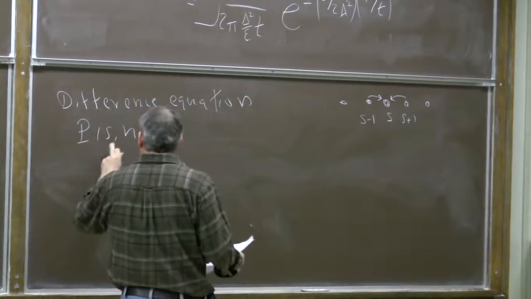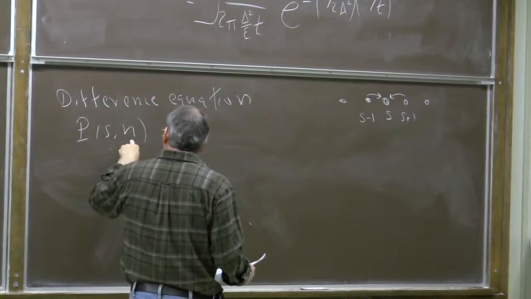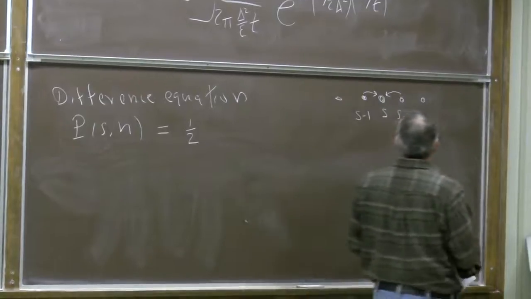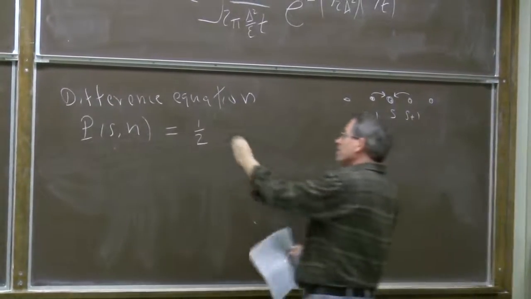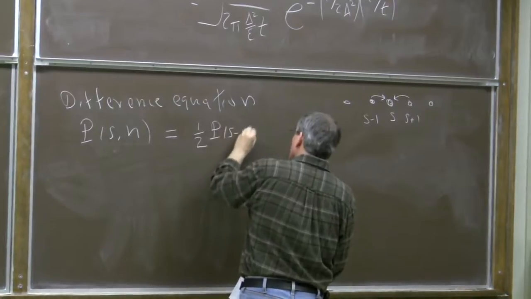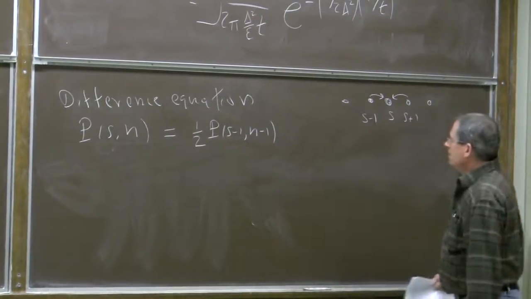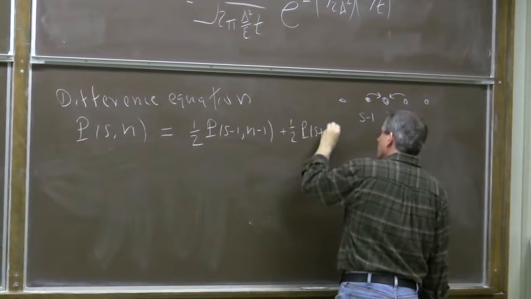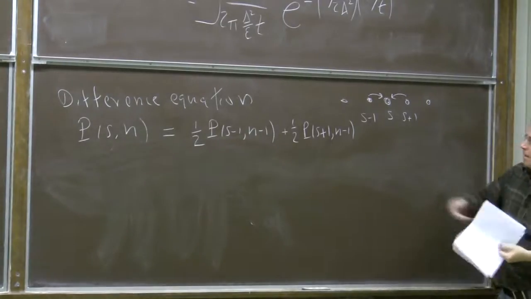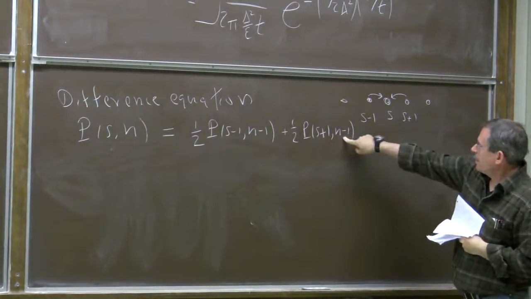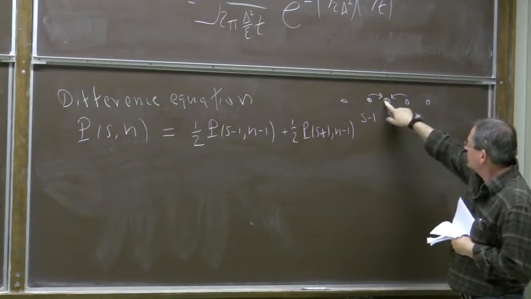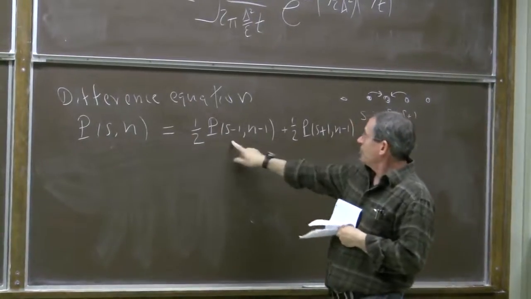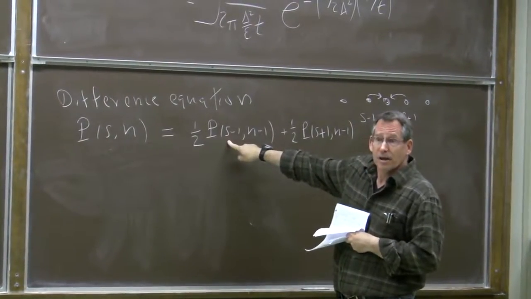So in other words, the probability that you wind up at site s at time n is 1/2 the probability that you jump to the right times the probability that you were at site s minus 1 at time n minus 1, plus 1/2 the probability that you were at s plus 1 at n minus 1. Because if you were at s plus 1 at time n minus 1, then with probability 1/2, you jump to the left and you wound up here. And if you were at s minus 1 at time n minus 1, with probability 1/2, you jump to the right and wound up at s. Okay, everybody believe that equation?